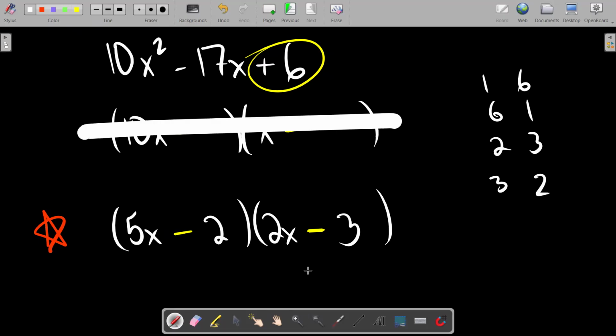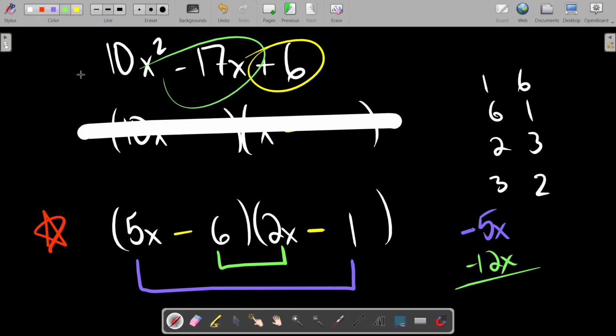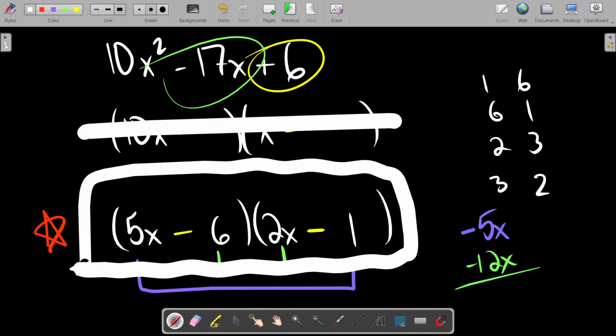Did you find it? Let's try it. As you've seen, the worst that can happen is it's wrong, right? Outside purple, what did they make? Minus 5x. Inside green, what do they make? Add those together. Jackpot. That, my friends, is how you factor quadratic trinomials.